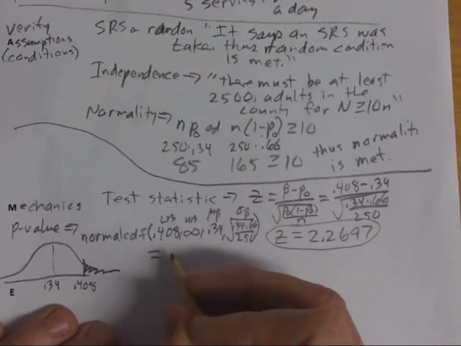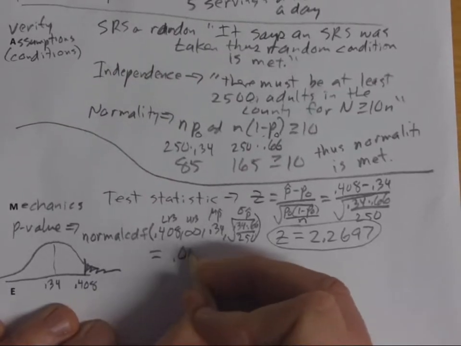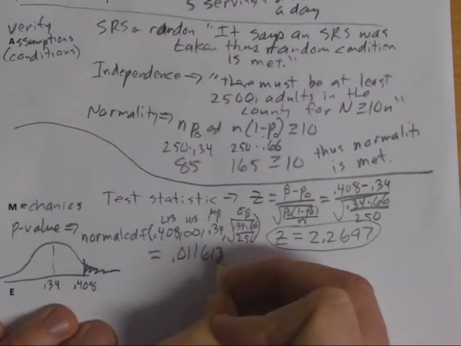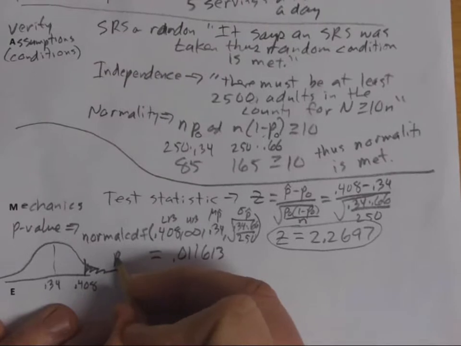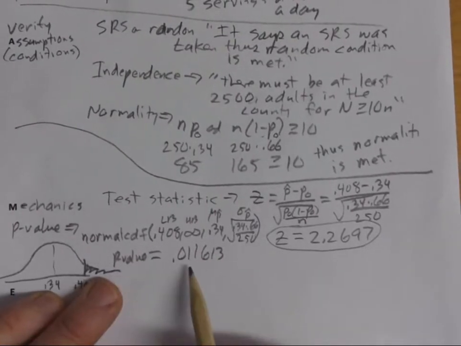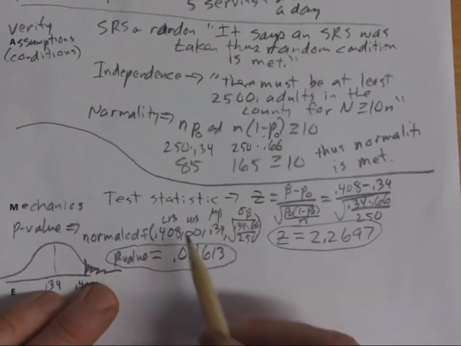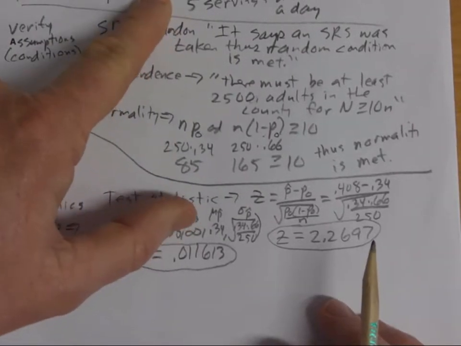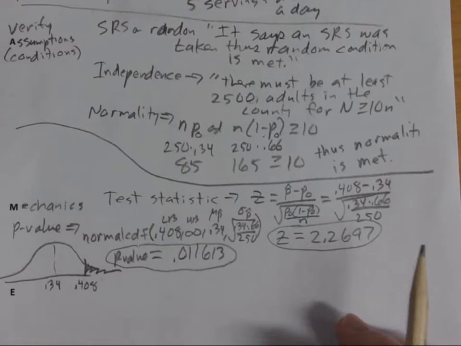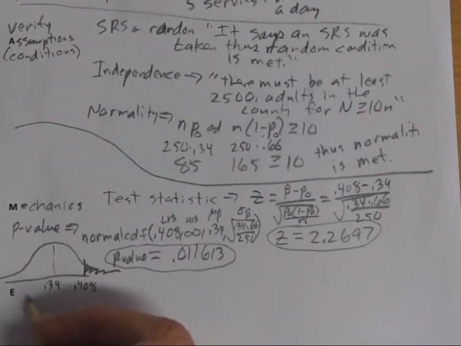And so when you do that with normal CDF, you would get 0.011613. That is our big number, our p-value. And by the way, whenever you label it, don't say p is equal to, say p-value is equal to. You should write it like this, because p is an entirely different thing to us. P is the population proportion. That's our p-value. And now we do our ending.